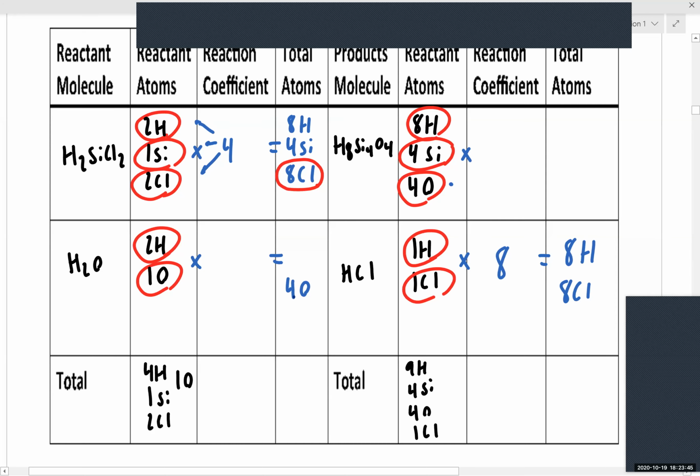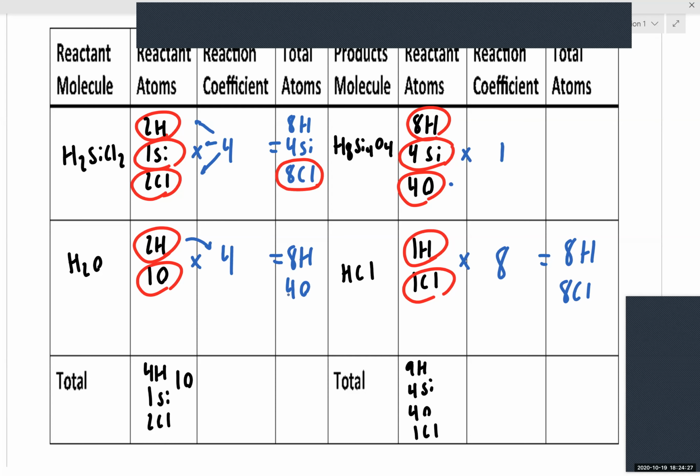One times what would give us four? Four, exactly right. You are correct in noting that the coefficient for this giant molecule here is one as well. Okay. So applying our adjusted coefficient, we have eight oxygens. We have eight hydrogens because four times two gives us eight. And four oxygens. It's always important just to check your arithmetic, because a small math error could make the problem way more complicated than it has to be.